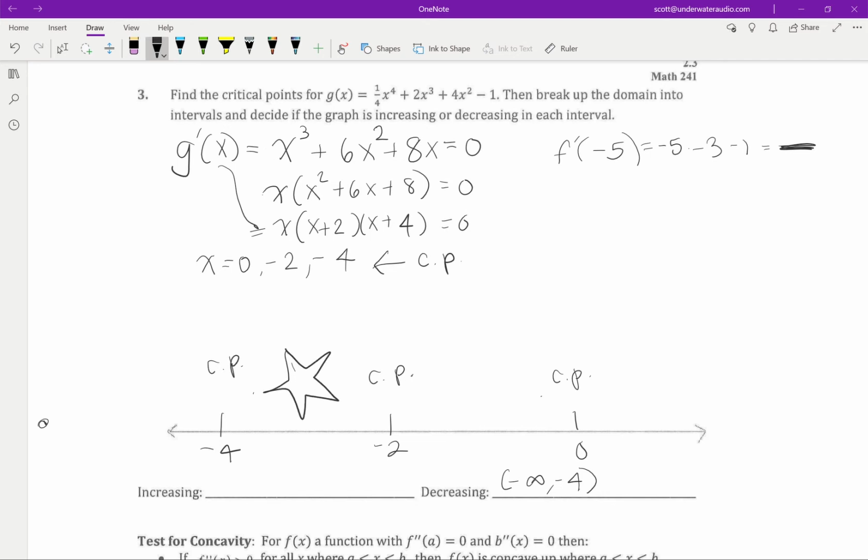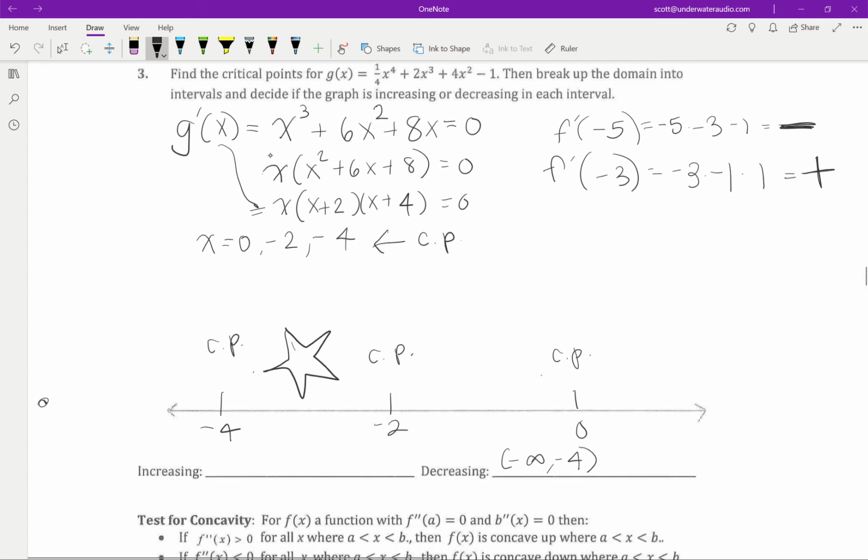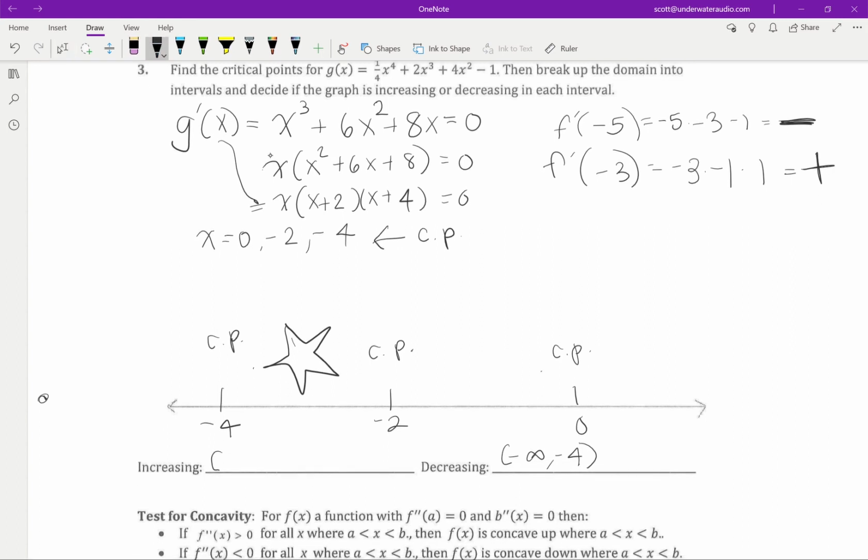I need to pick a value on that interval. I'm going to pick -3. It's a nice whole number. So plugging it into the derivative, that would be -3 times -3 plus 2, -1. -3 plus 4 is a +1. So that's a negative times a negative, which is positive. So it's increasing on my interval. So I'll put that down here. -4 to -2, it's increasing. And I'll move on to the next interval.